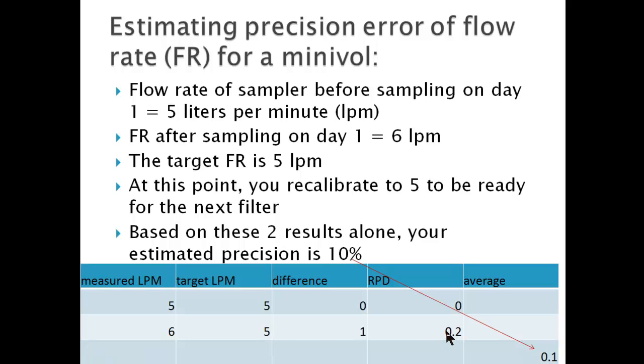You can already estimate your precision error of the flow rate alone based on this. The average of these two is 0.1, which is 10%. So this is just an illustration of how the flow rate and little variations in the flow rate are really important. This project has just started, and that's fine. A precision of 10%, you're probably never going to get too much better than that. I mean, a lot of times 15, 20% imprecision would be good.